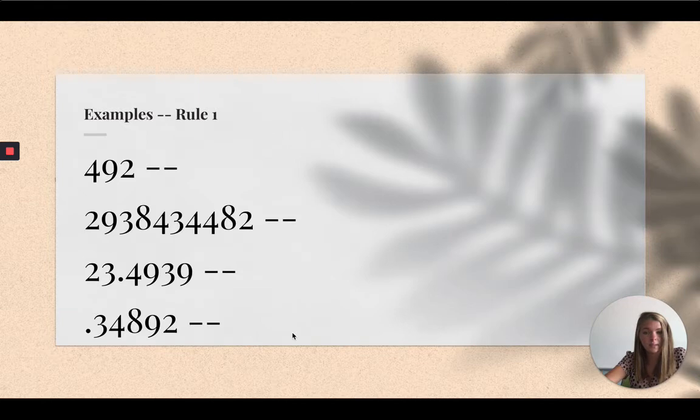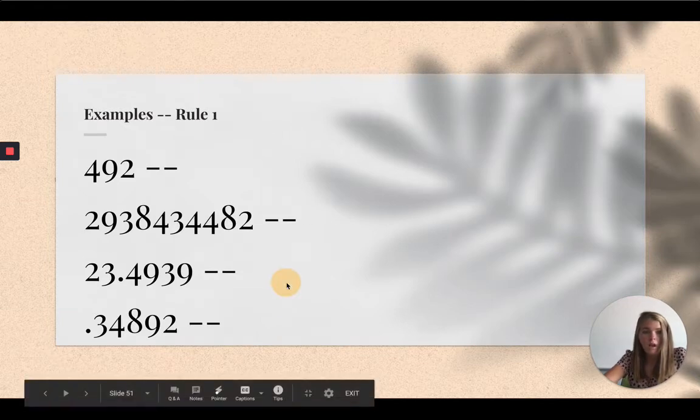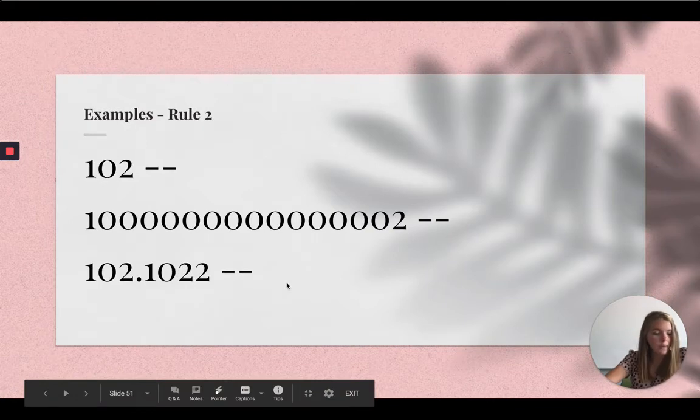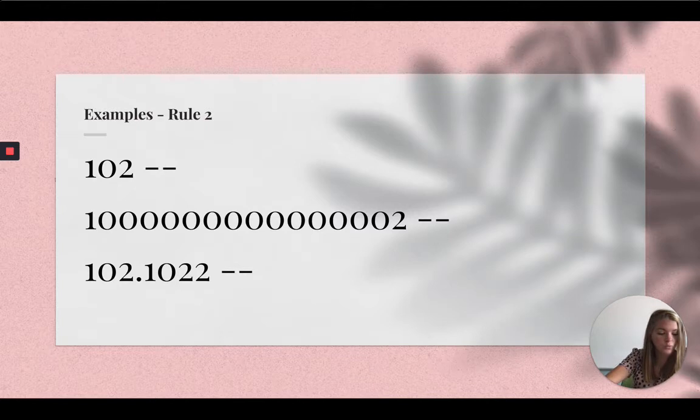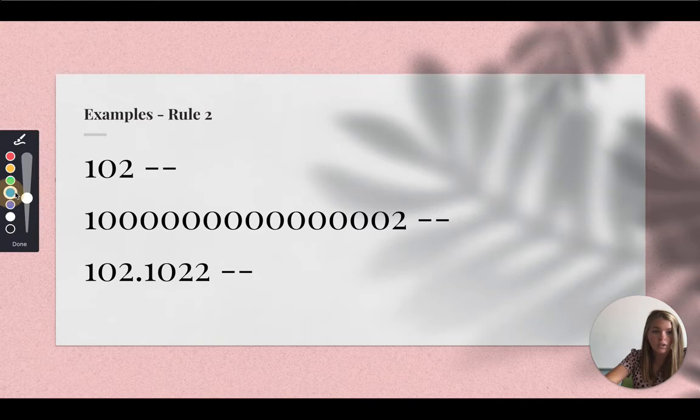Let's continue on to some examples from Rule 2. Remember, Rule 2 states that zeros have special rules depending on where they are and if there's a decimal point. So, zeros between 2 numbers are always significant is our first rule. So zeros are special, but if they're between 2 numbers, they're significant.